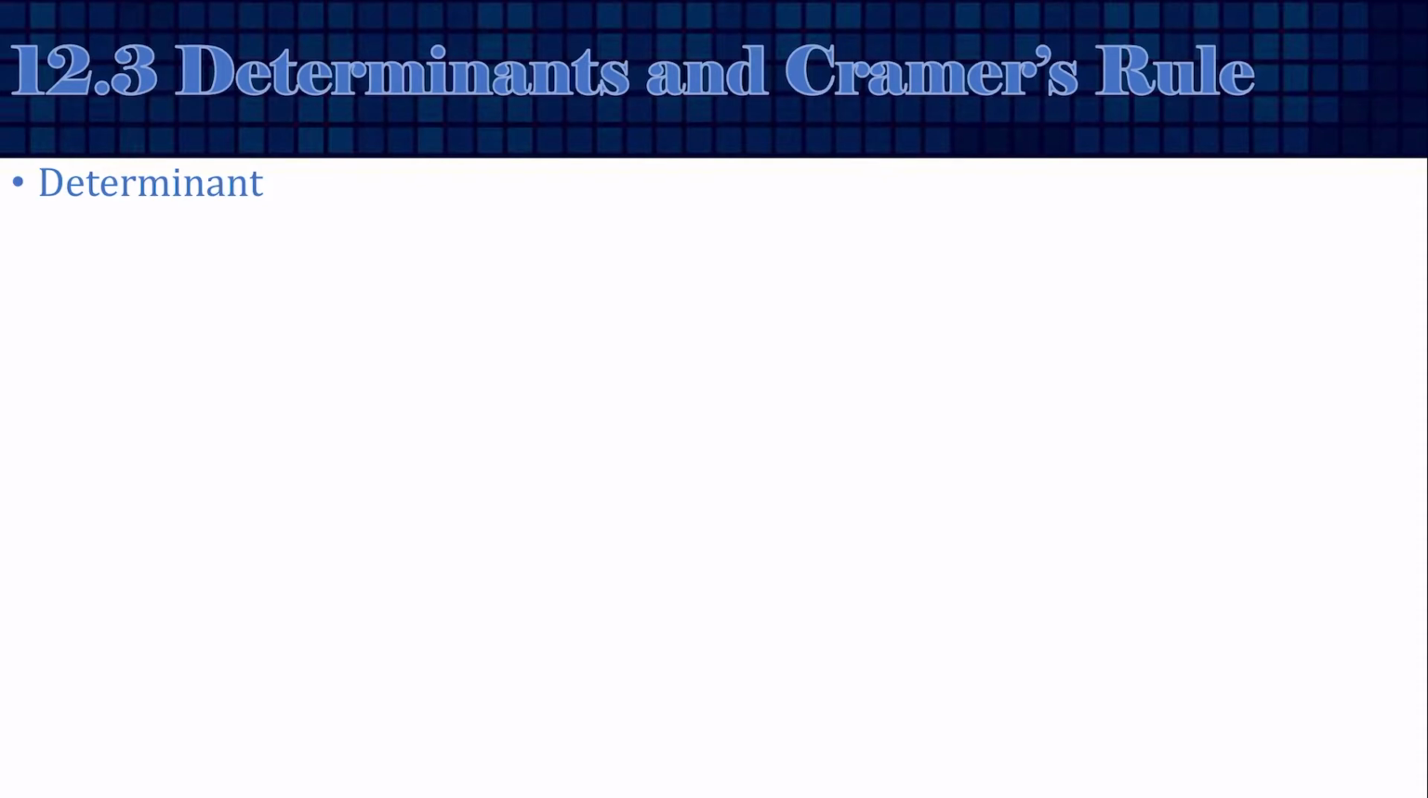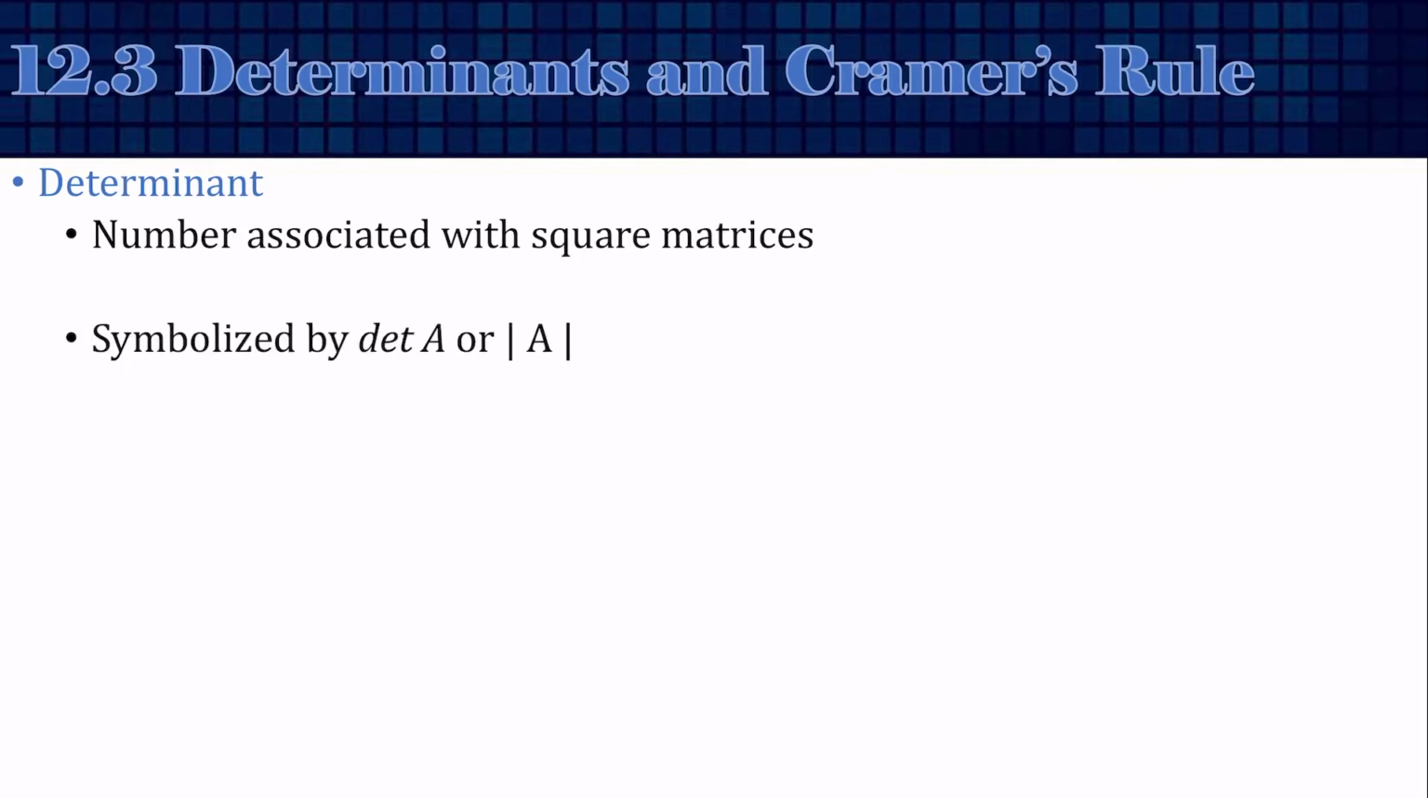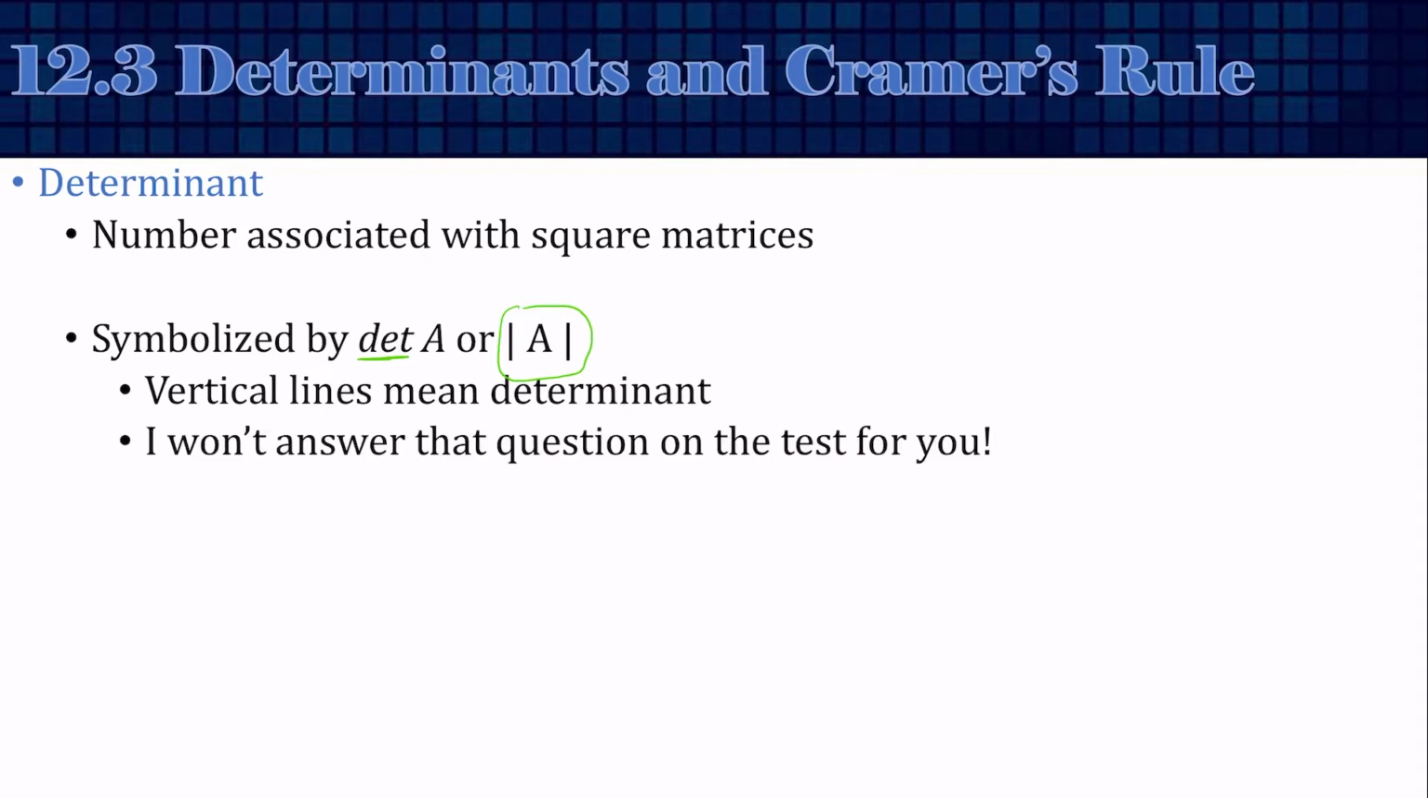A determinant is a number associated with a square matrix. It is not unique. Different matrices may have the same determinant, but it's useful. It's symbolized by det A, or by what looks like the absolute value of A, but these vertical lines around a matrix mean determinant. I'm not going to answer a question on the test about what these vertical lines mean. You need to know.